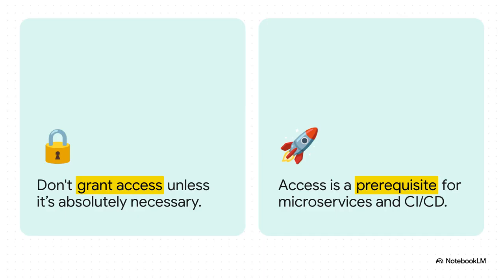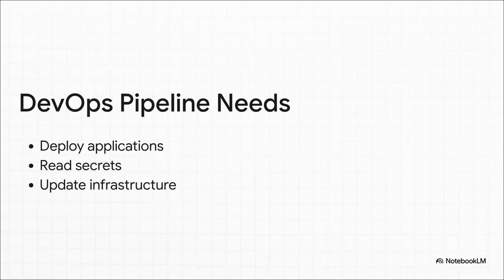Just think about microservices communicating with each other, or CI/CD pipelines, automation workflows. None of these function without access. Old restriction models literally break modern automation. Let's look at a highly practical scenario. Think about a standard DevOps pipeline. It needs access to deploy applications, read secrets, update infrastructure, the whole shebang.